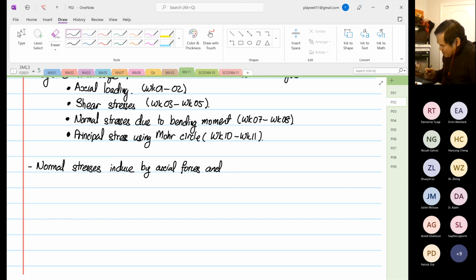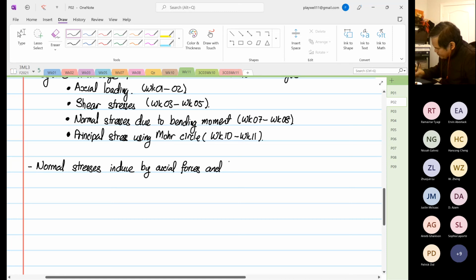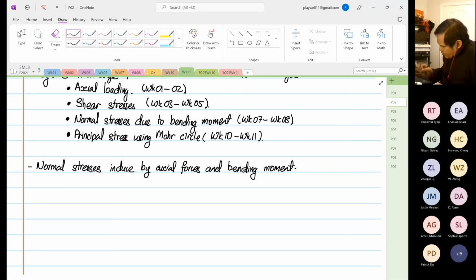So coming back to here, normal stresses induced by axial forces and bending moment. Okay. So if I were to combine both of them, we know, so this is the general formula. Okay, don't worry about the sign, positive or negative. Just the positive or negative bending moment is all on the moment vector. We know that. Okay.